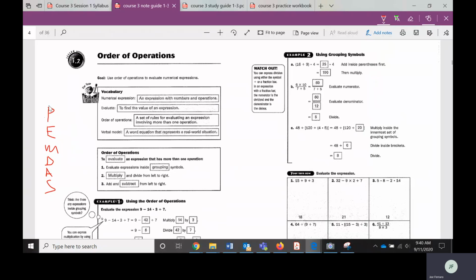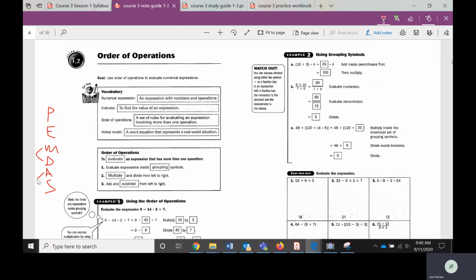So we're going to look to see if there's any parentheses. There will be some problems with that. Then you're going to look to see if there's any exponents. This section, there's not going to be any. Then you look for multiplication and division. These two are on the same level. If they're both in a problem, you do whatever comes first, left to right.